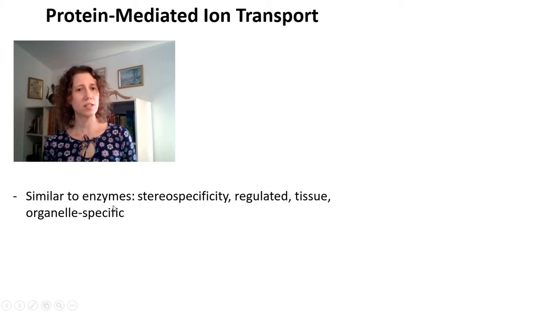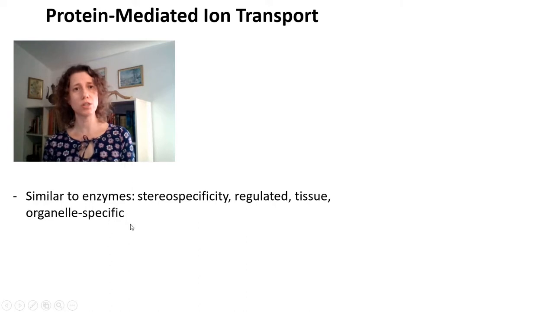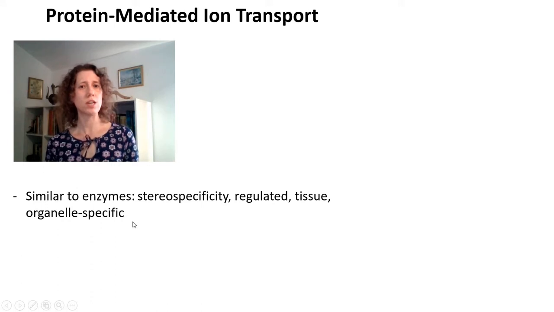So similarly to enzymes, transporters in mitochondrial membranes are going to be stereospecific. They're going to recognize D versus L. They're going to recognize spatial characteristics of the substrate. They can be regulated by all the mechanisms that regulate enzymes. And also they require the expression of specific proteins. And therefore, you're going to have tissue and organelle-specific expression of these proteins and also characteristics of transport. So you know that it's a protein-mediated transport when you can inhibit it and it's different in different tissues, and when you can remove it by removing a specific gene, for example.